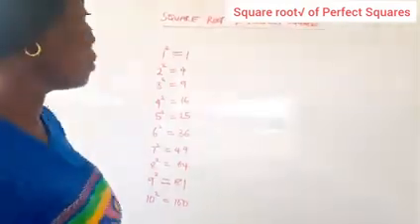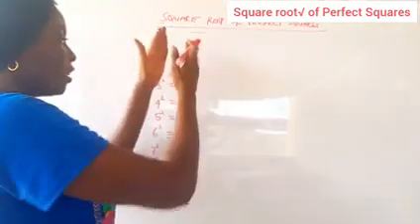You should be familiar with the first 1 to 20 perfect squares, and if you're not, please check through my previous videos where I dealt extensively with perfect squares. Now let's take a good look at the first 1 to 20 perfect squares. Stick with me. These numbers are actually the perfect squares.